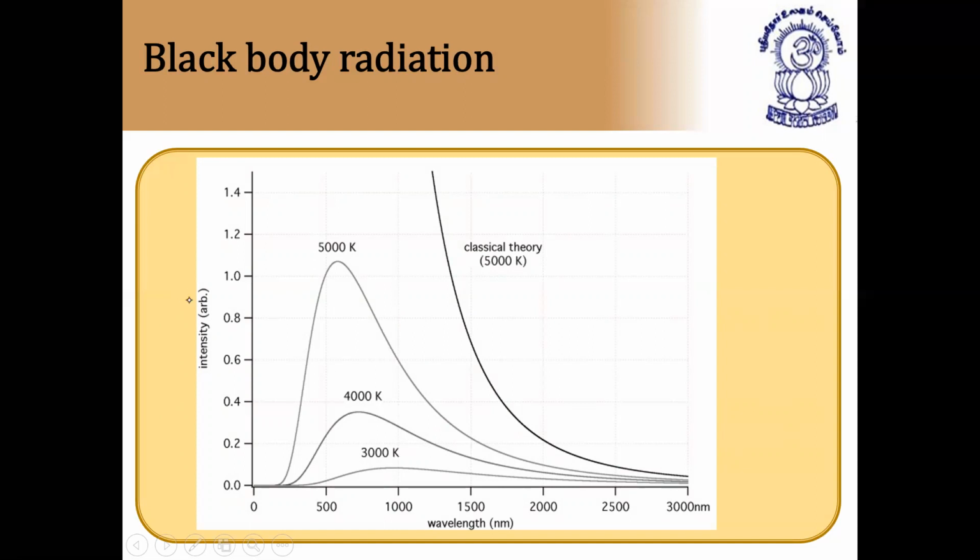Here the intensity of light is given on the y-axis, and wavelength is given on the x-axis. Here you can see that at zero wavelength and high temperature, black body radiation is higher, and as the wavelength increases, the frequency decreases automatically. We know intensity also decreases because intensity is proportional to frequency.